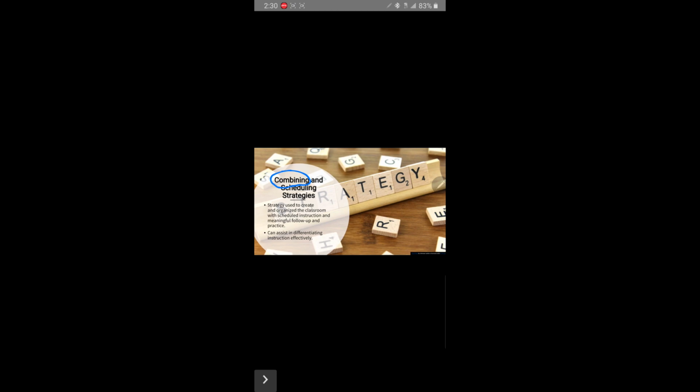So if you just look at the first bullet point, strategy used to create and organize the classroom with scheduled instruction and meaningful follow-up and practice. And then the second bullet point, can assist in differentiating instruction effectively. So just knowing which strategies work together and knowing when to use them. So scheduling them throughout your whole lesson, which strategy goes first before reading, which strategy works better during reading, which strategy works better after the reading. So that's the whole main idea behind this strategy here.